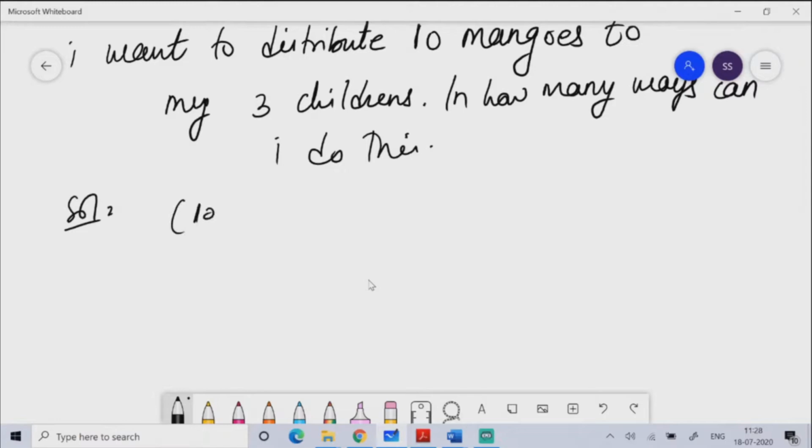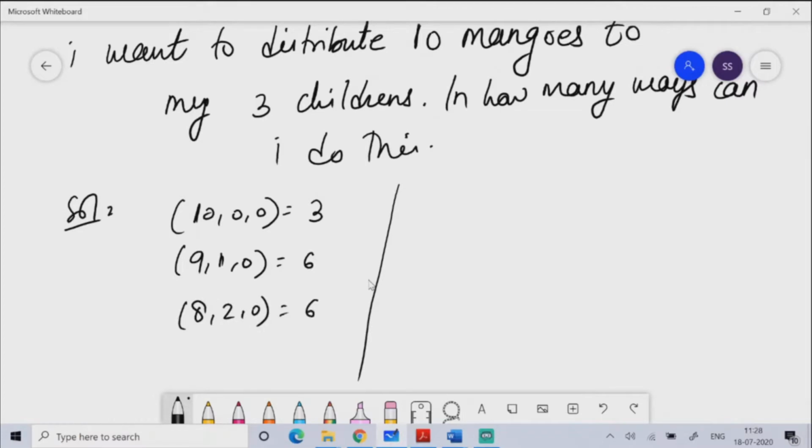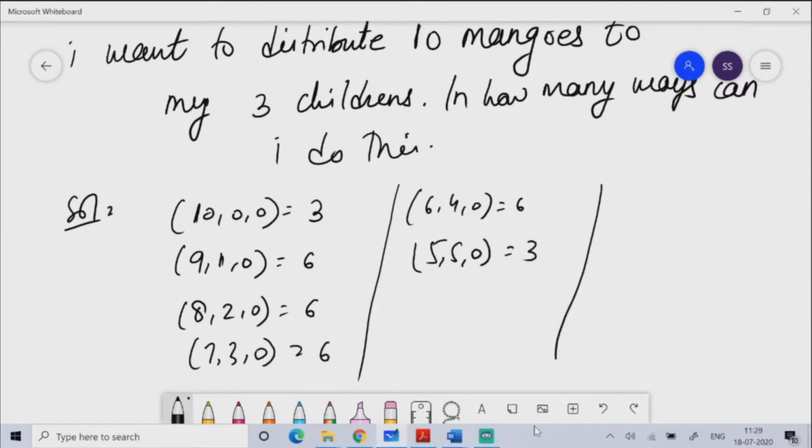You'll think about a case like 10 0 0. For this, 3 cases will be developed, 3 factorial by 2 factorial. Then I can think about 9 1 0. This is 3 factorial, meaning 6 cases. Then 8 2 0, again 6 ways. Then 7 3 0, again 6 ways. Then 6 4 0, again 6 ways. Then 5 5 0, which is 3 ways.